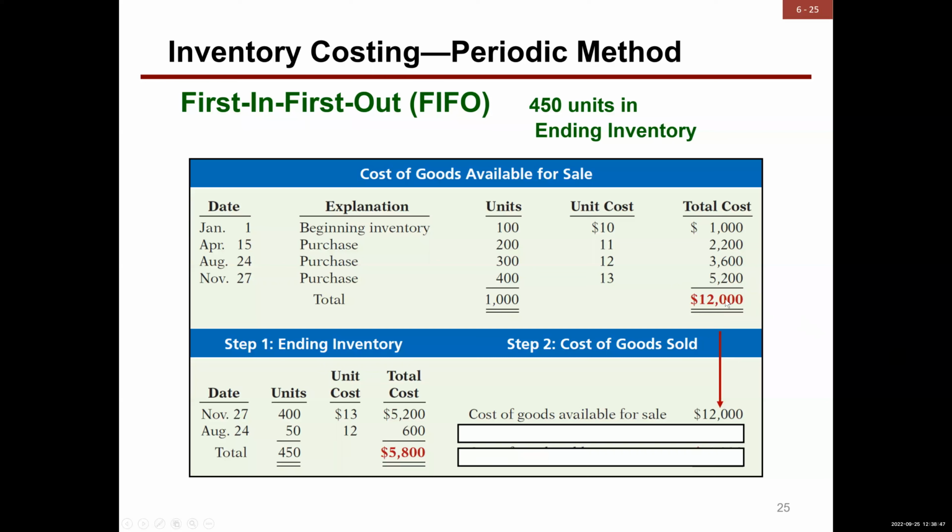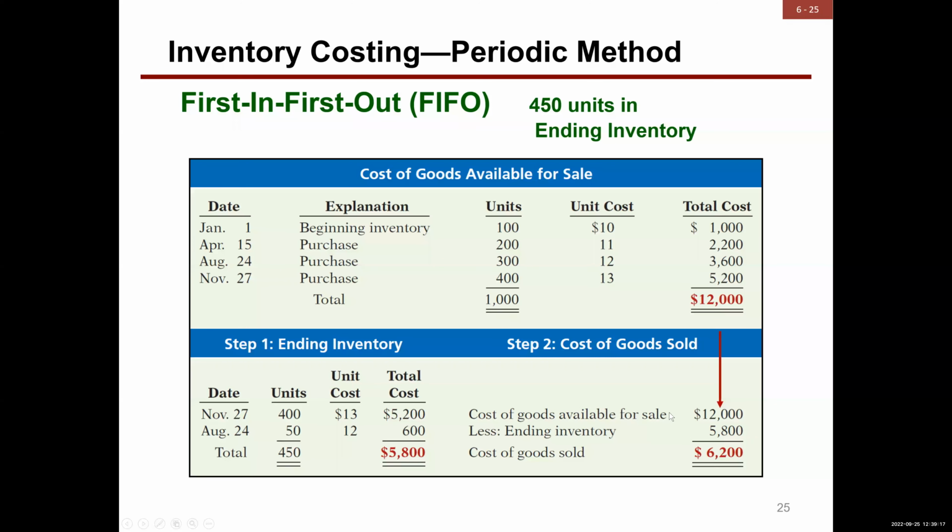Now, we have $12,000 available for sale, right? Because we extended this out, and we know that those 1,000 units cost us $12,000. So if we had 12,000 available, we only had 5,800 left. What's our cost of goods sold? Well, cost of goods available for sale minus ending inventory would be cost of goods sold. Remember, this is amount available minus ending inventory is cost of goods sold.